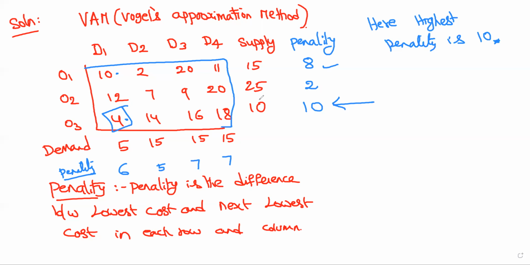What is the supply here? 10. Demand is 5. Supply is 10 and demand is 5, so how much do you have to give? You have to give 5.